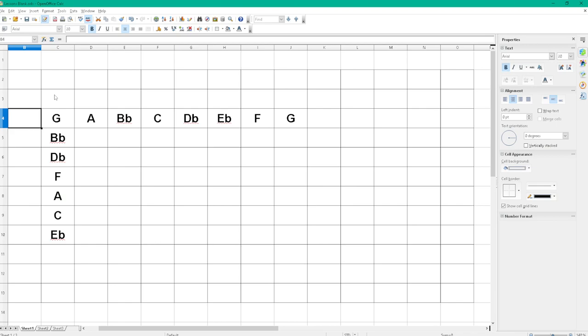Now if we look at the intervals, we have 1, flat 3, flat 5, so D flat from a G perspective is a flat 5, F is a flat 7, A is a 9, C is an 11, and then you have the flat 13. Hence the modal arpeggio.